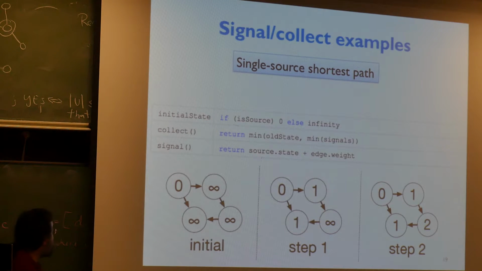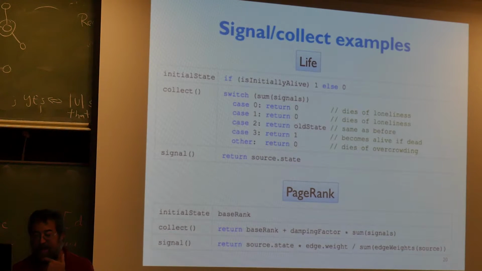And just to give you an idea how this would work, if this is my source, this would be the initial state, right? After one iteration, this guy would look at everything that's collected, which would just be the signal from this guy. This guy would look at everything that's been collected, right? This guy will switch to 1 because that's the min of infinity and 1. This guy is still looking at the min of infinity, so it's not going to change anything, right? And then eventually we'll get to this after 2 iterations. So that's single source shortest path. Here are some other examples.